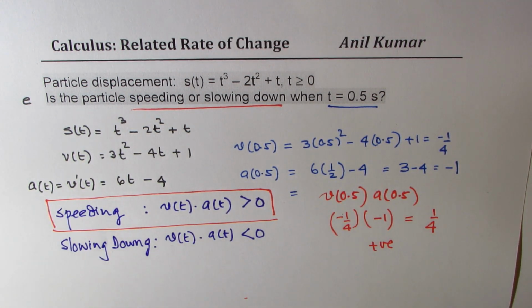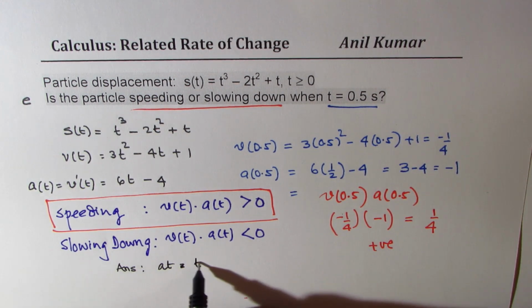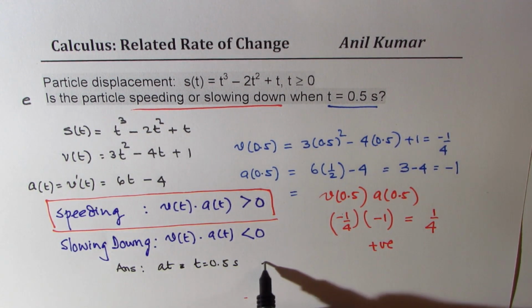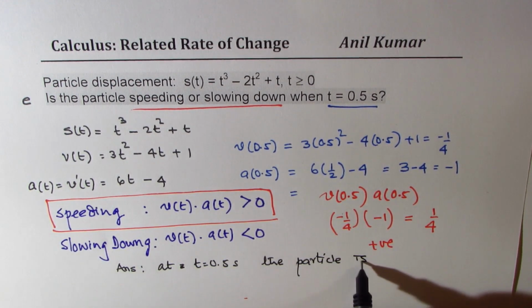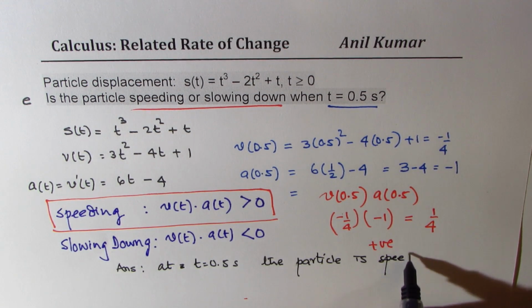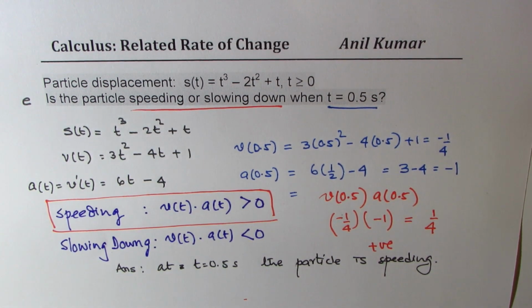Perfect. And therefore, we can write down our answer, which is at t equals 0.5 seconds, the particle is speeding. So I hope the explanation is clear. Now, to understand why all this, you could actually look into my videos where I explain that in more detail. So let's move on and find the total distance for the first 5 seconds now.